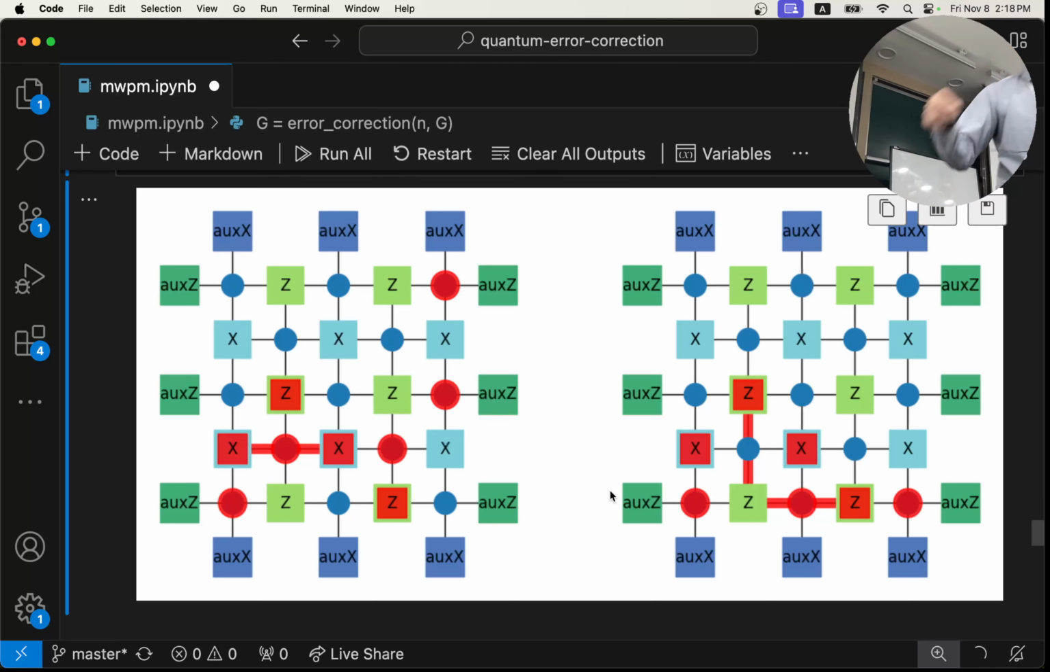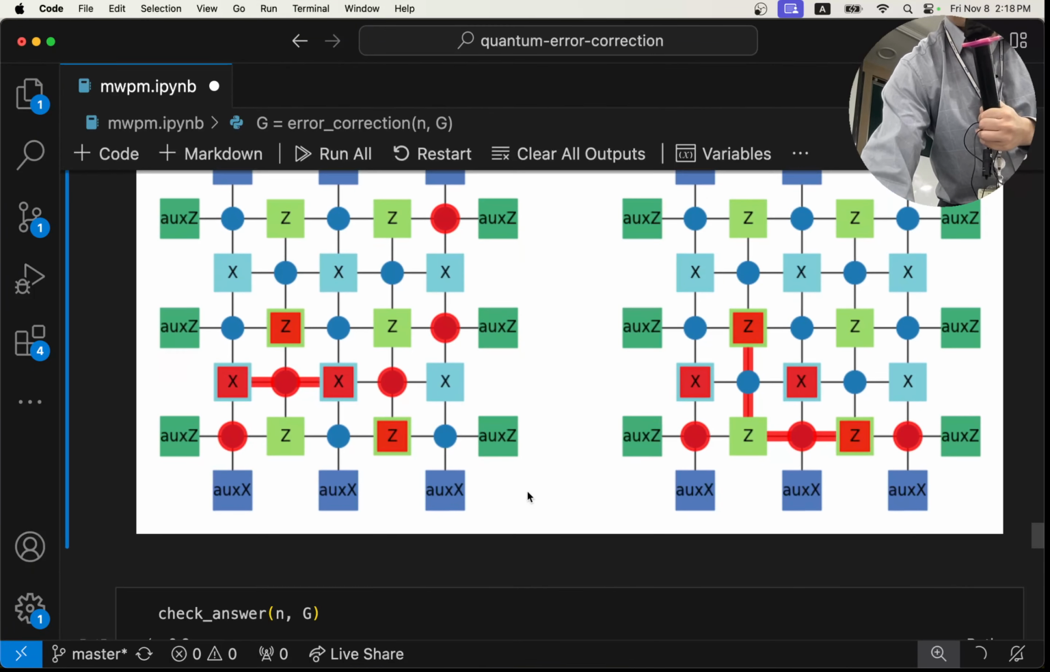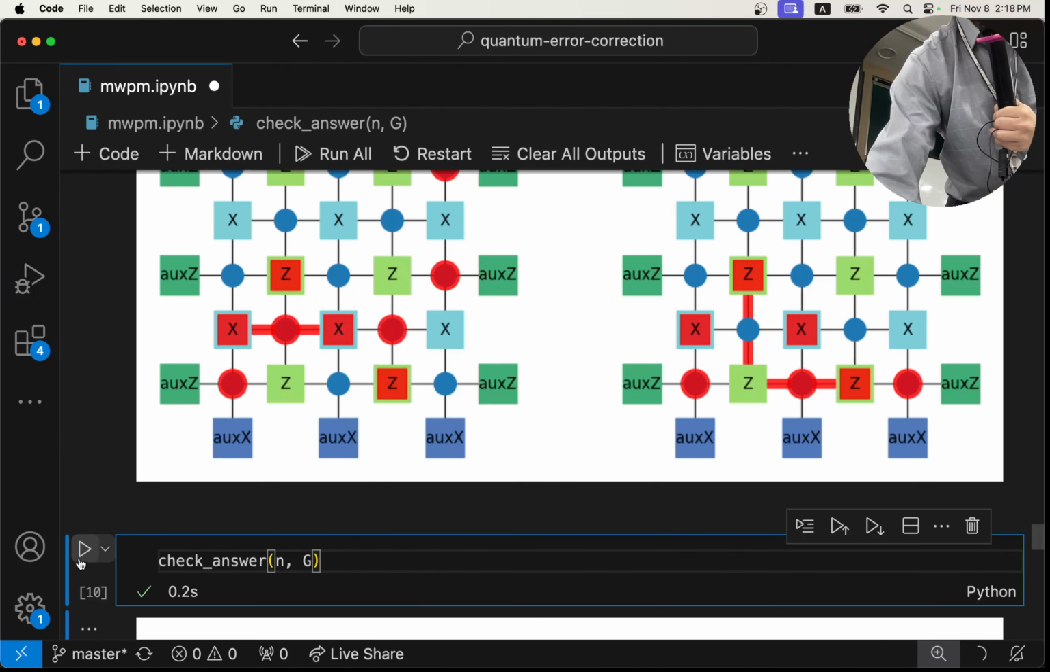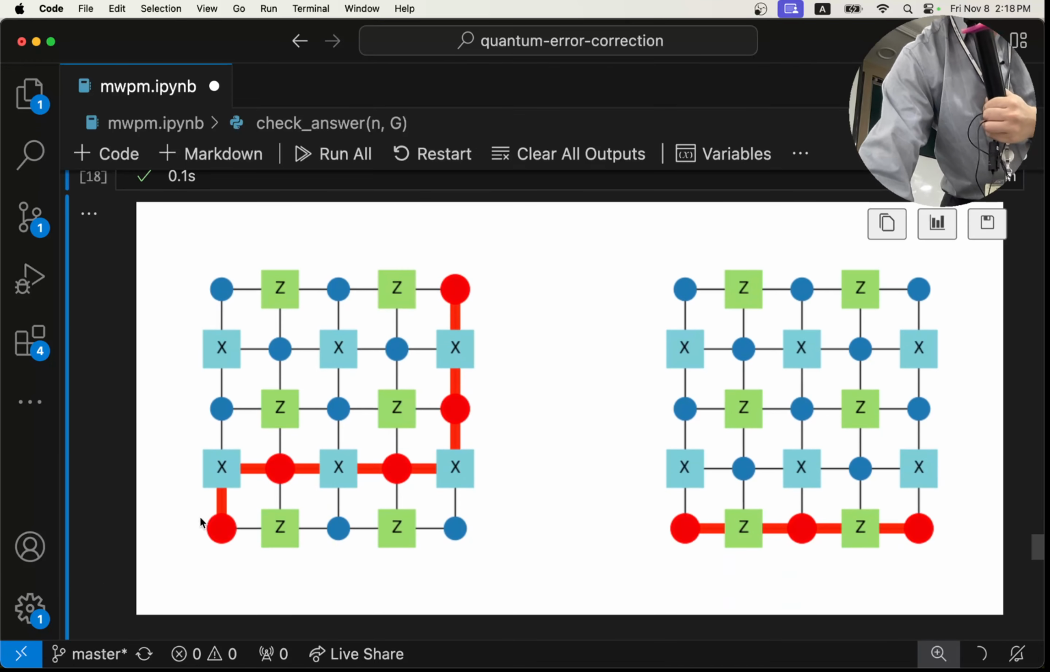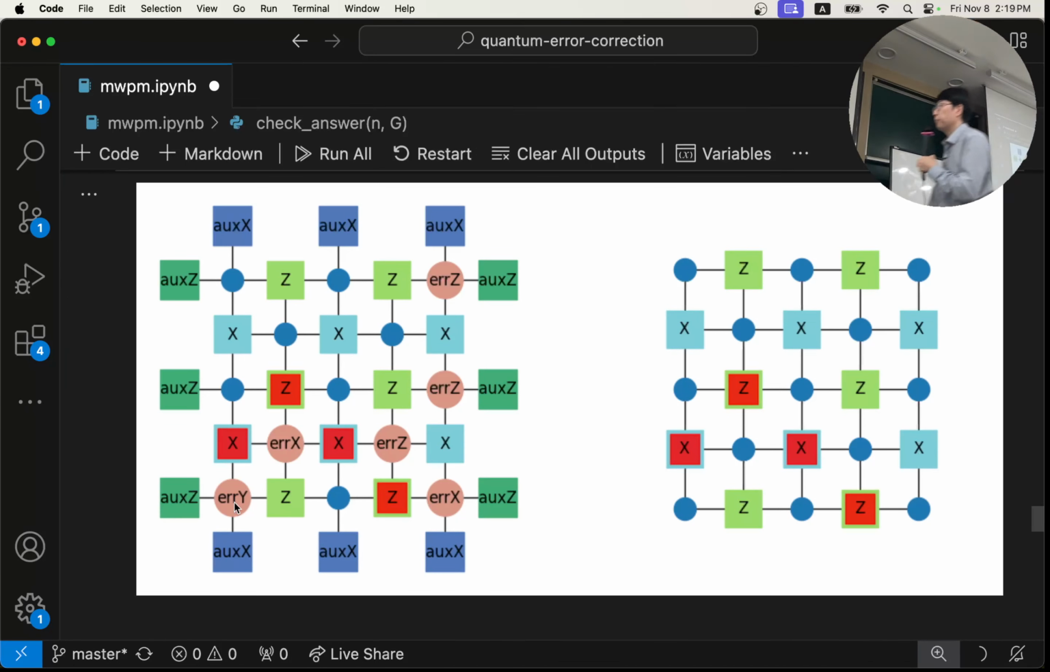Now, let's think about it this way. I've done this assuming that I don't know where the actual error is, but think about our original problem here. Yes, it's true that we have an X error here, right? So we get the correct guess. So we correct the right error.